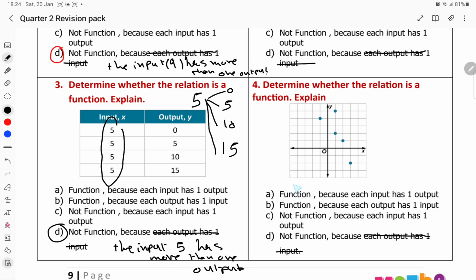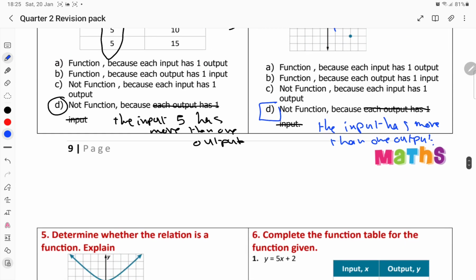Very good. Here, is it a function or not? Again, whenever you have a graph, you should draw a vertical line test. 1 point. Draw a vertical line test. How many points? More than 1 point. So this one is not a function. Why? Because the input, what is the input here? The input is 1. Because the input has more than one output.